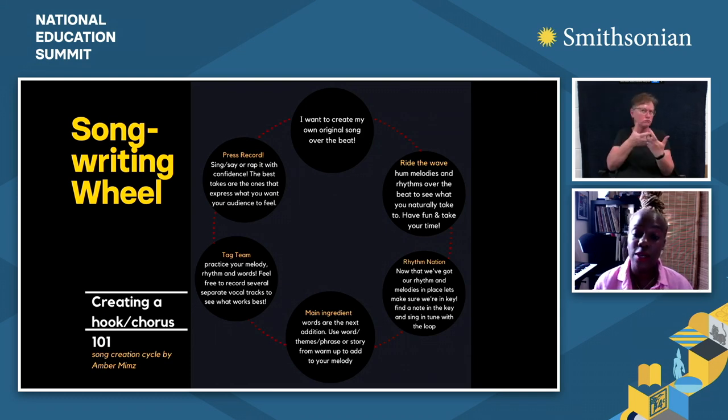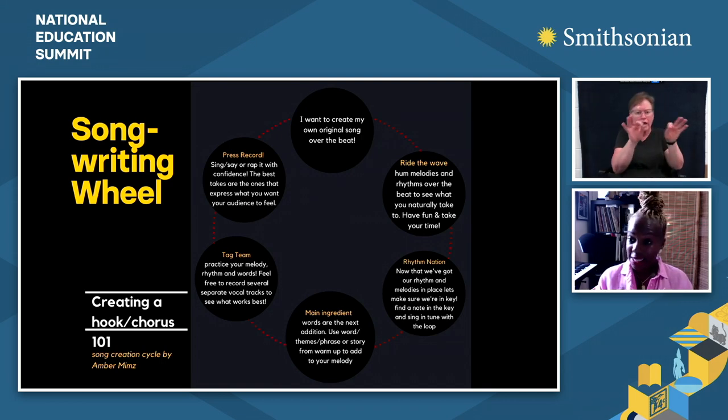The next thing we want to do is we are going to add the words in. Now, this is the main ingredient. So this is where that initial prompt of what do you feel about the blues? What things come to mind? This is where you can incorporate that information to help you kind of warm up to what your melody is going to be, what your phrases might be, things of that nature.